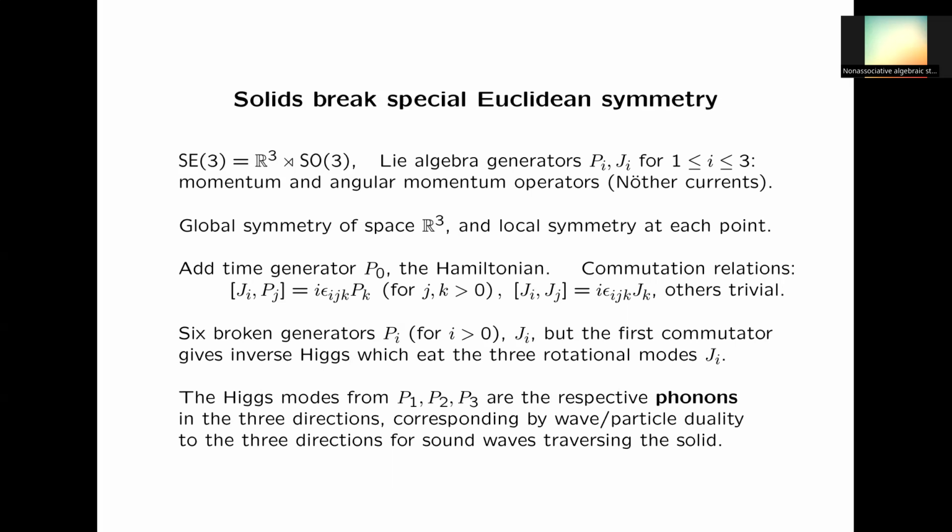Why only 3? Well, this other thing going on here is because of the relations between the J's and the P's, there are inverse Higgs which eat the 3 rotational modes Ji. So that's the sense then in which solids break special Euclidean symmetry. So kind of a classical version of the symmetry breaking, and you see this inverse Higgs thing happening because of this algebraic relation that's holding there.